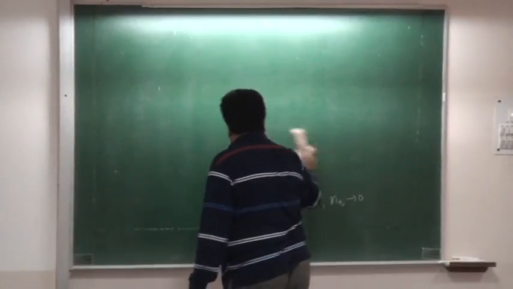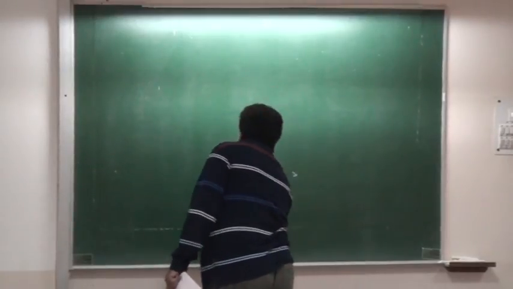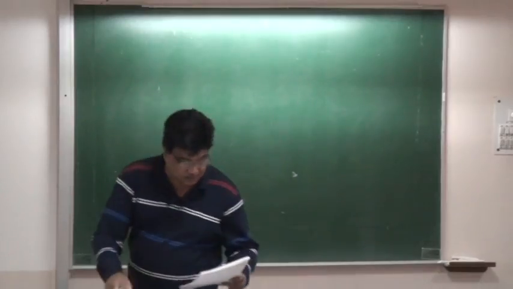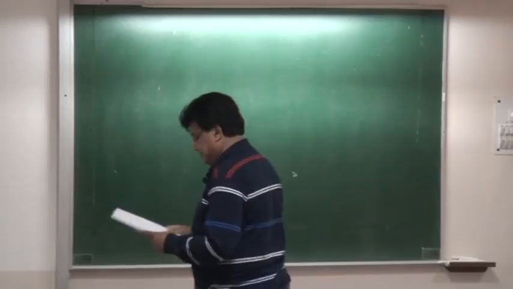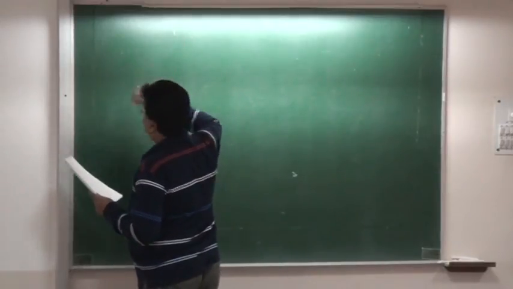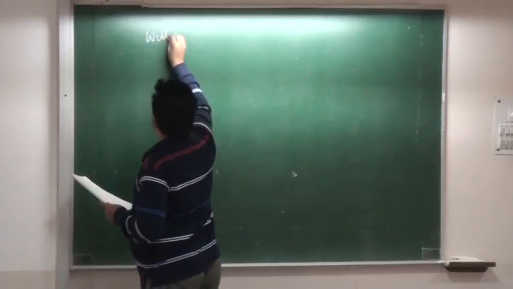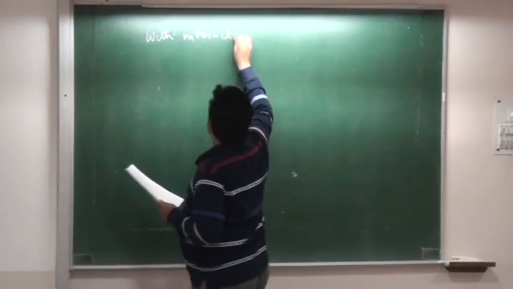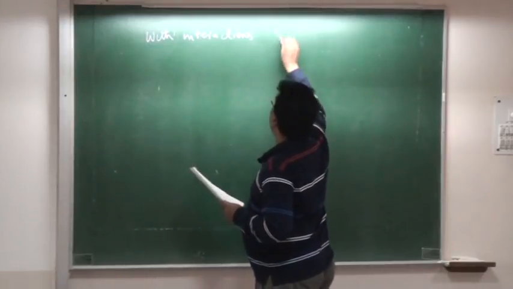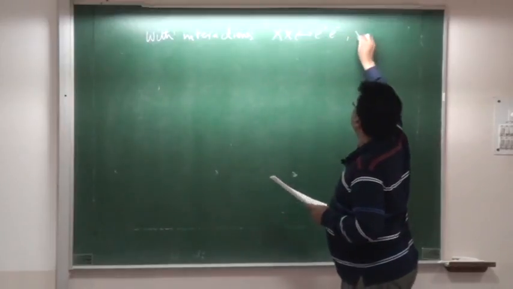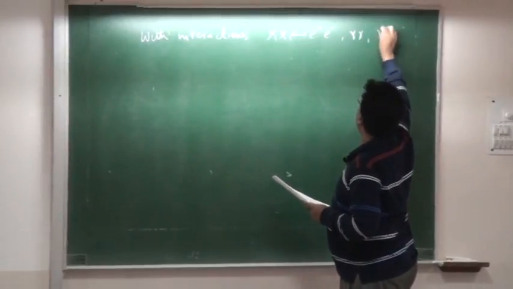E is for displacement, right? So charge density is small. So what happens with interactions now? With interactions means you now allow processes like e plus e minus, gamma gamma, etc.